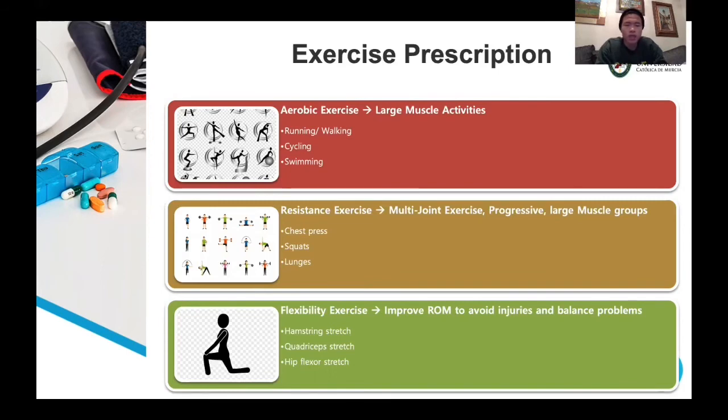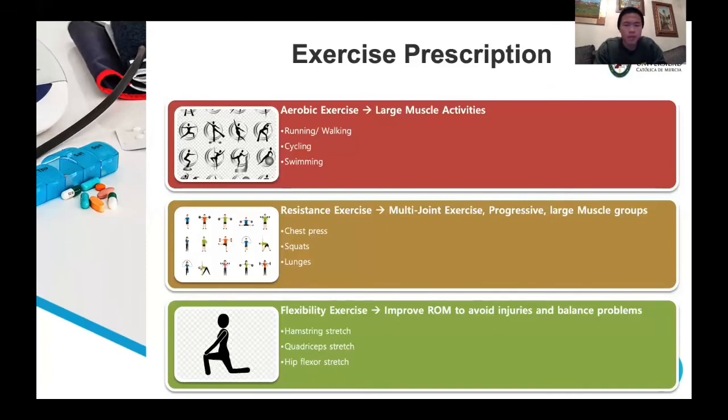The second one is resistance exercise, where multi-joint exercise is better than single-joint exercise. It should be progressive and include the large muscle groups of the body, such as chest press, squats, and lunges. The third one is flexibility exercise, which helps to improve the range of motion of your body to avoid injuries and also helps to maintain your balance.